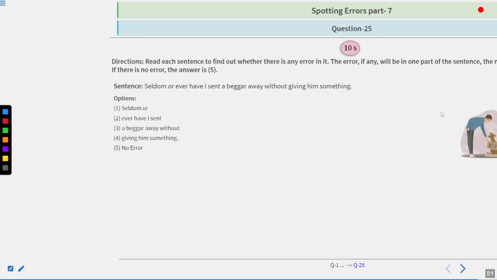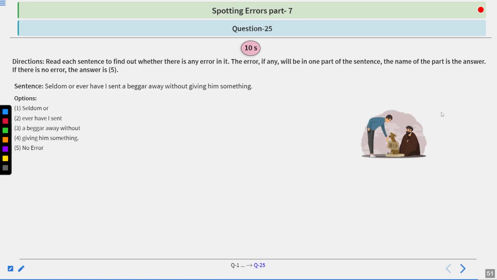Let's move to the next question. Seldom or ever have I sent a beggar away without giving him something. You have options and 10 seconds to spot the error.